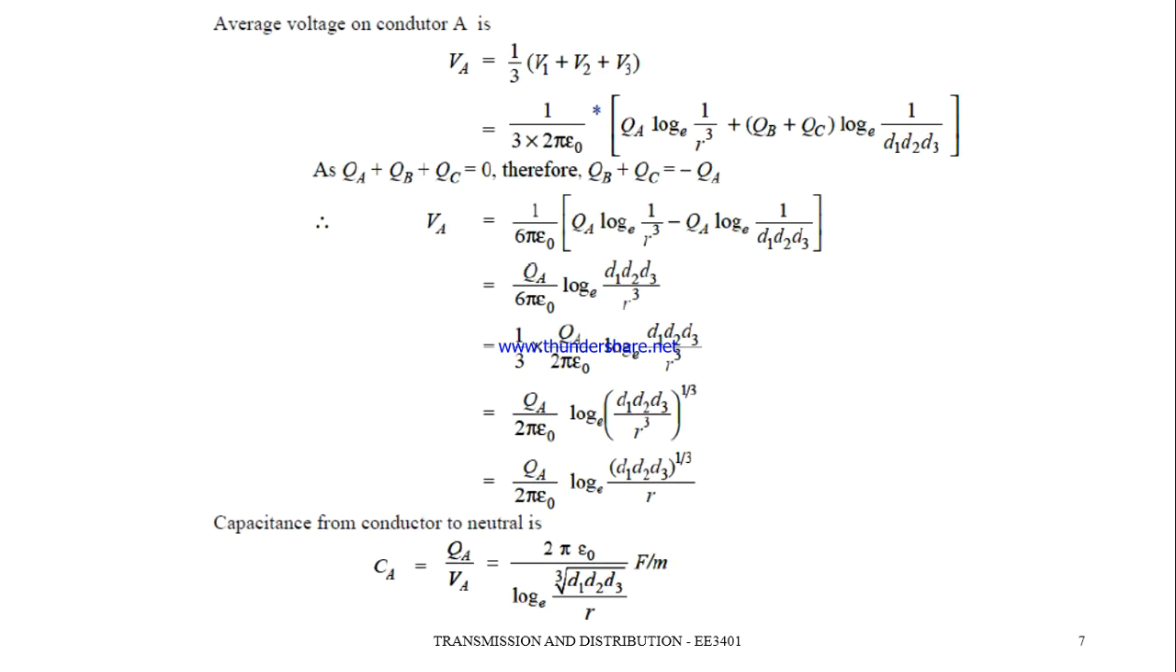While adding up all those terms and taking an average, we get the VA value, and this VA value is used for calculating the capacitance, q by V.